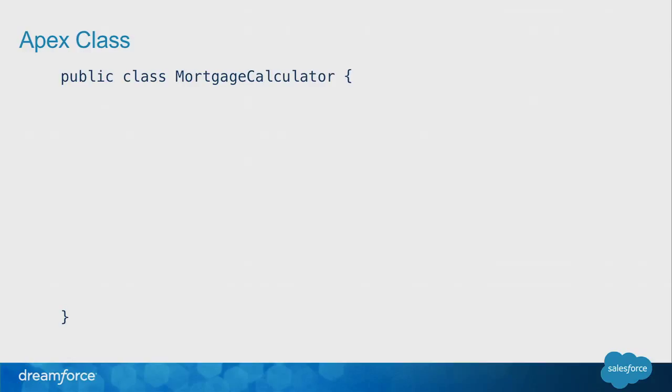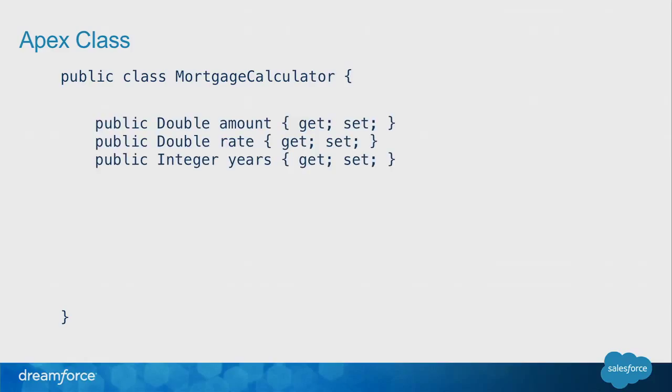So an example of an Apex class is public class MortgageCalculator. Again, you do public, which means it's accessible by everybody. You can do private. You can do global, which means it's accessible by everybody. Class defines it as a class, and then you give it a name with the open and closed brackets.